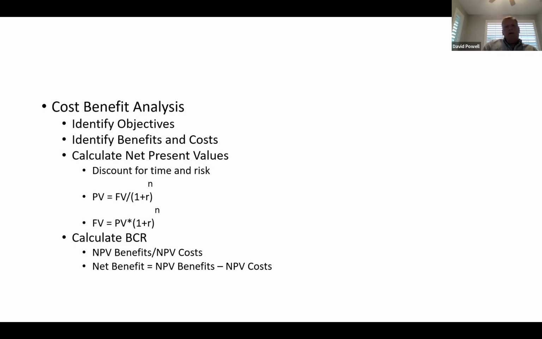Because if you're going to increase the tax on alcoholic beverages, you realize that different alcoholic beverages have different what are called price elasticities.